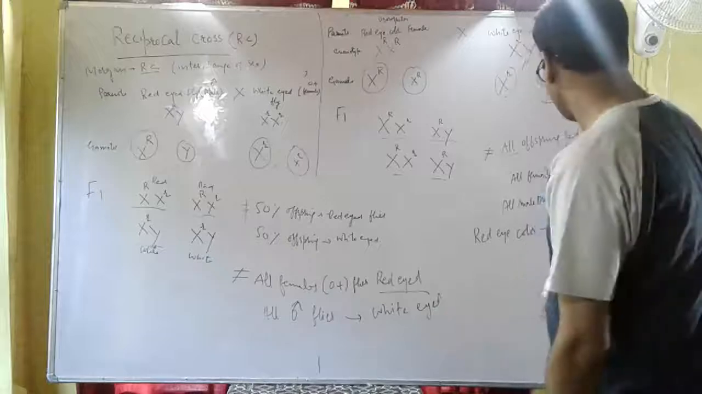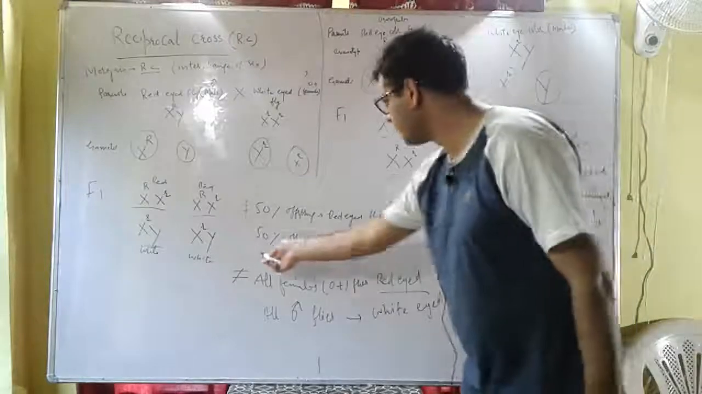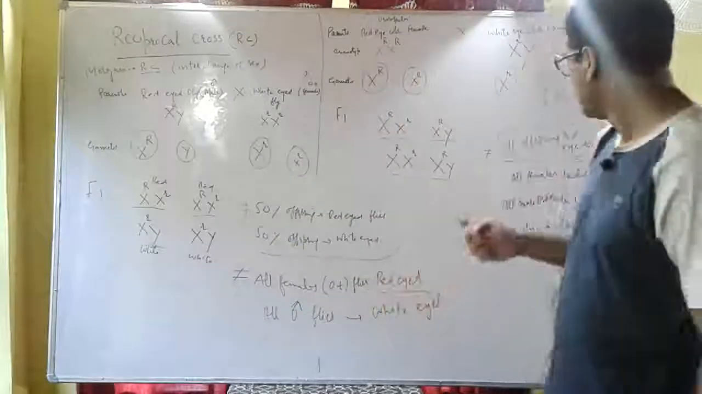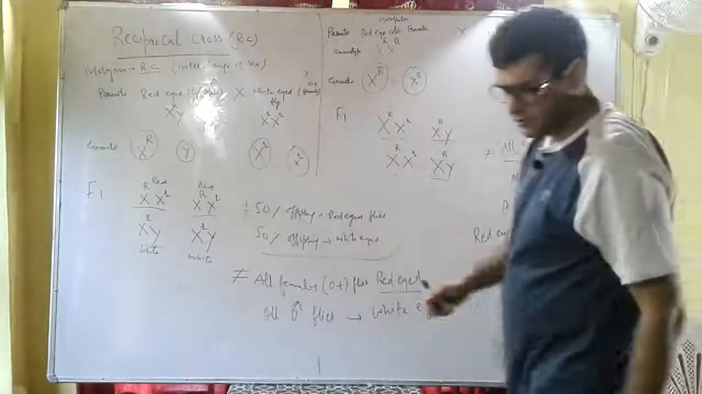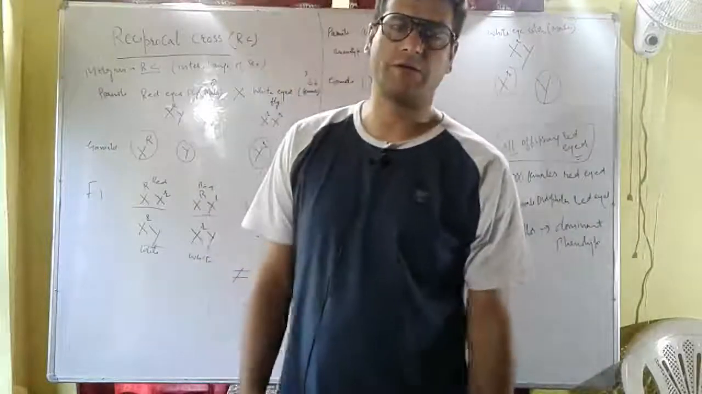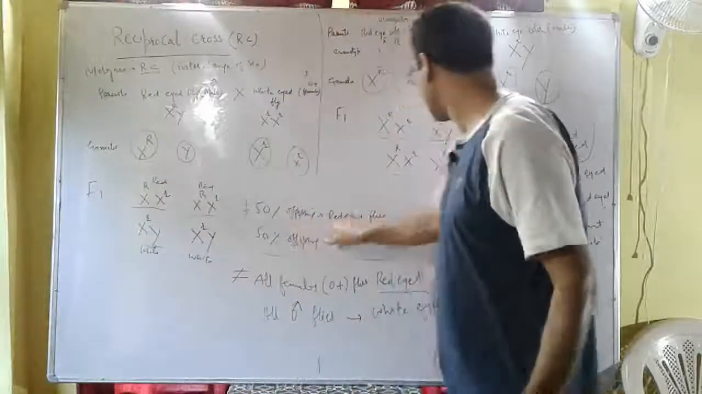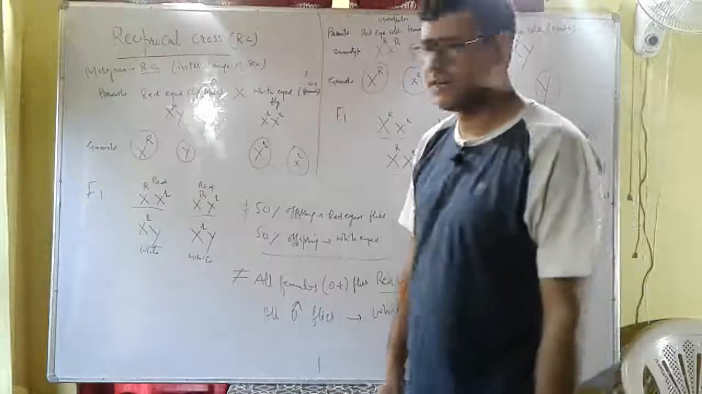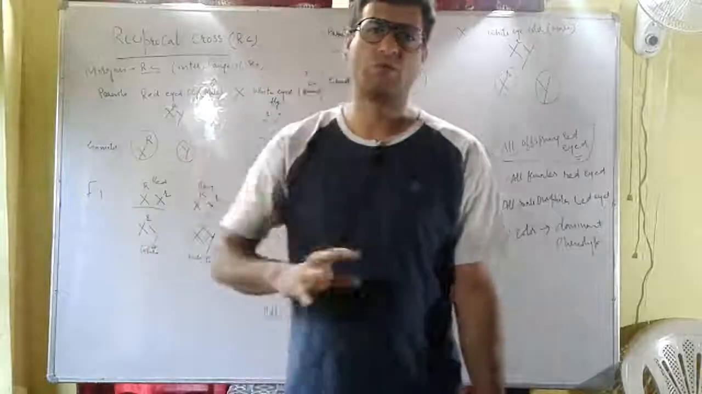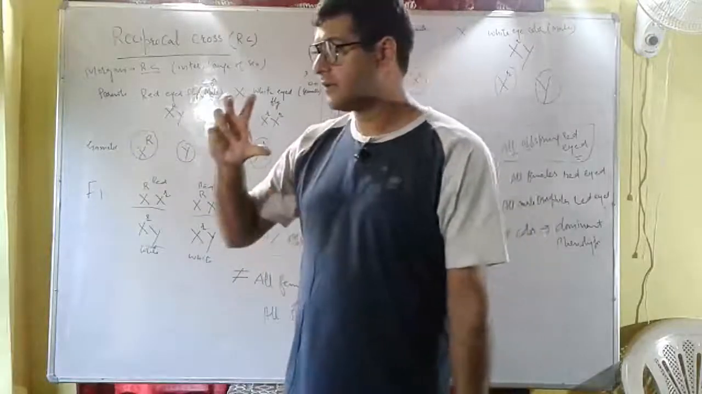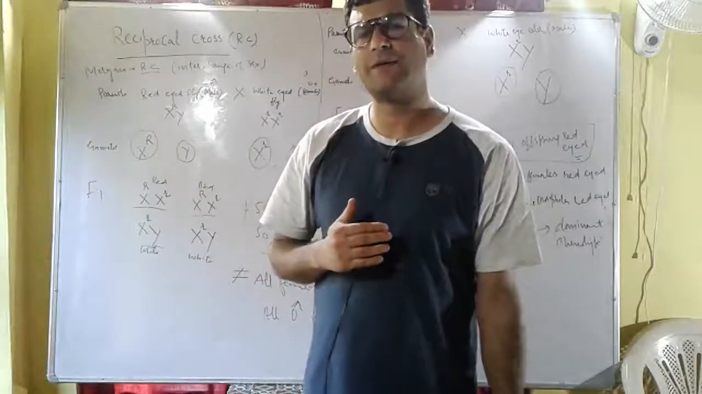See the results. This is the result of the first, original cross. This is the result of the reciprocal cross. These are different. When the result of the reciprocal cross is different from that of the original cross, we say that the trait is a sex-linked trait, so the gene is located on the X chromosome. That means there is an effect of parental sex on the inheritance pattern of the trait.